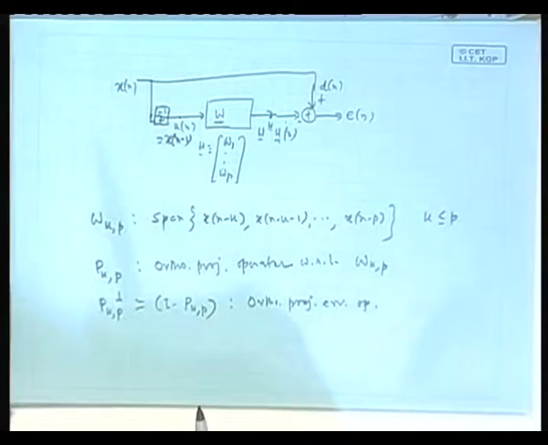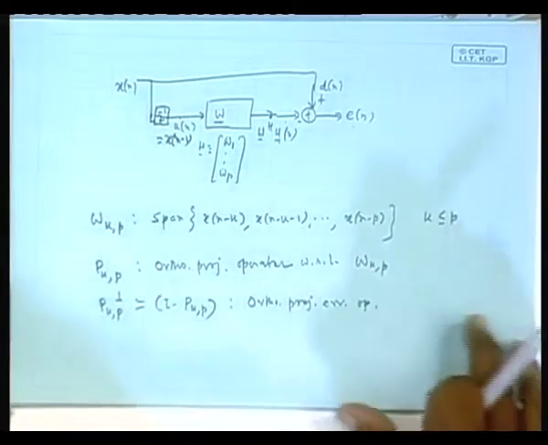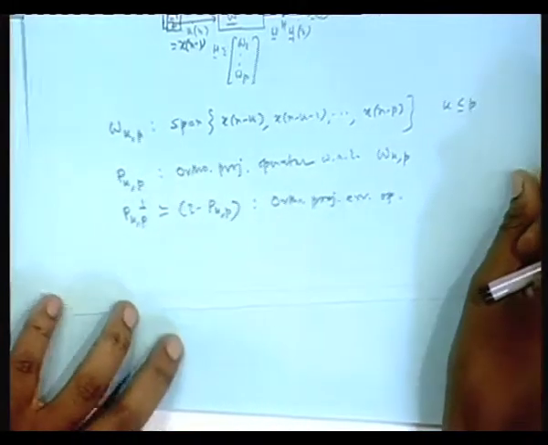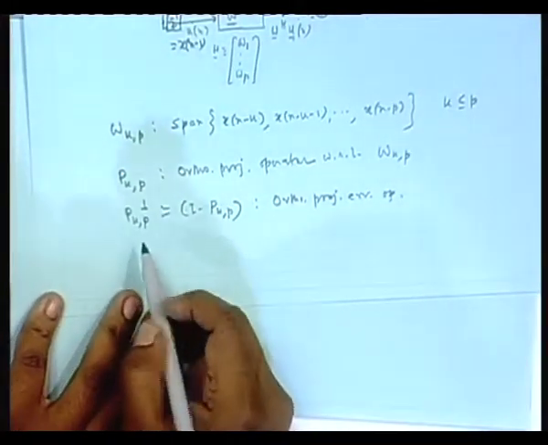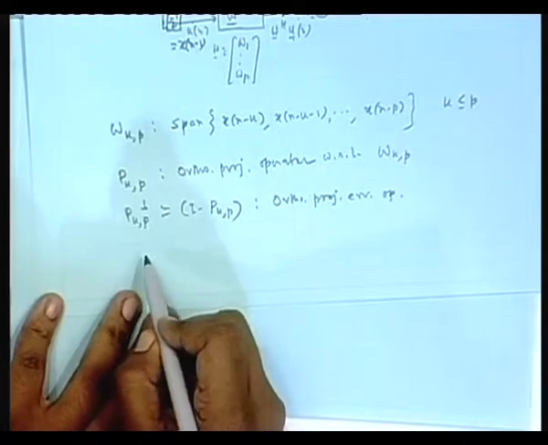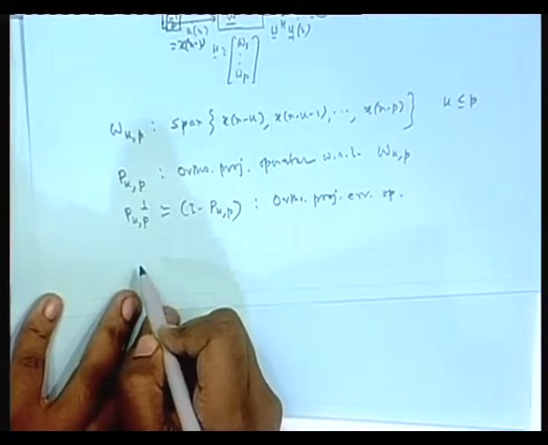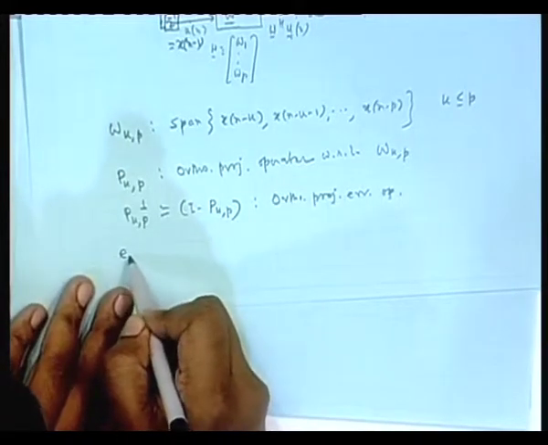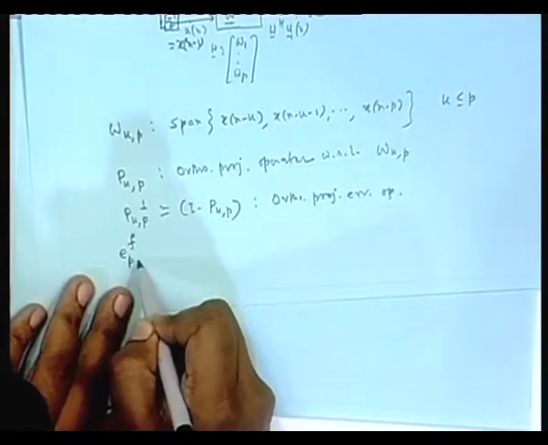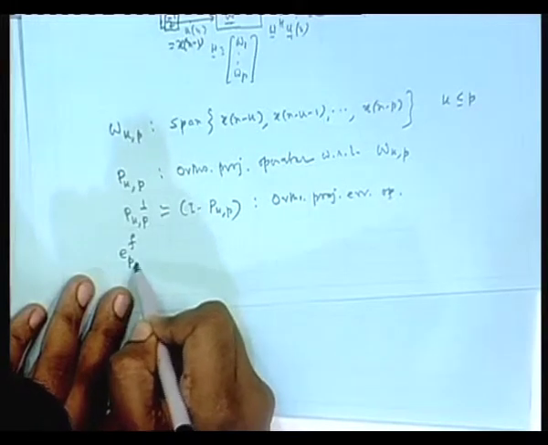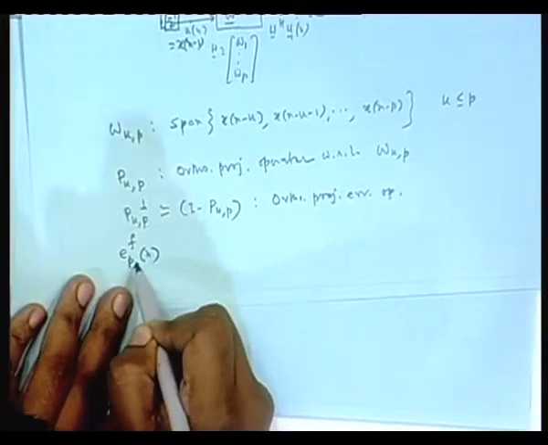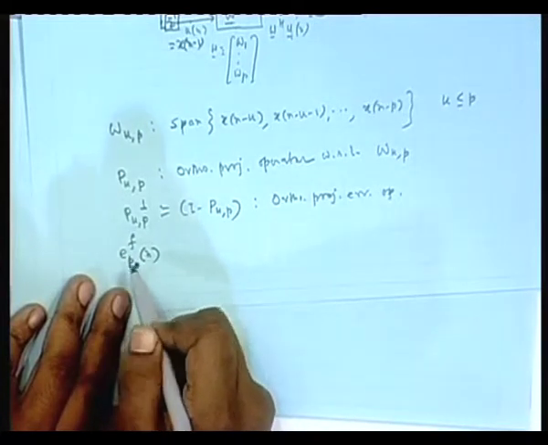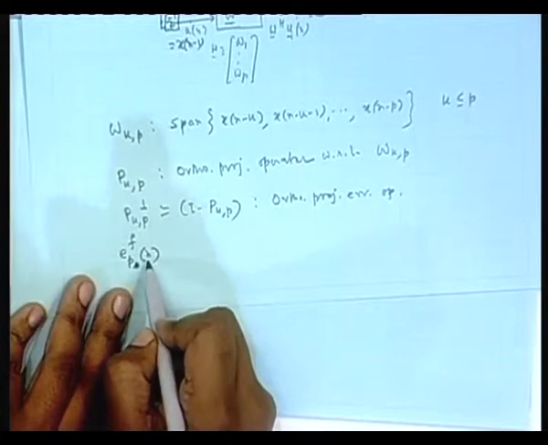This is the thing. Then I define two quantities. Please concentrate on all these. The pth order forward linear prediction error. I will explain. Please follow my notation: E P F, the pth order forward error. Error here means a linear prediction error at index n.